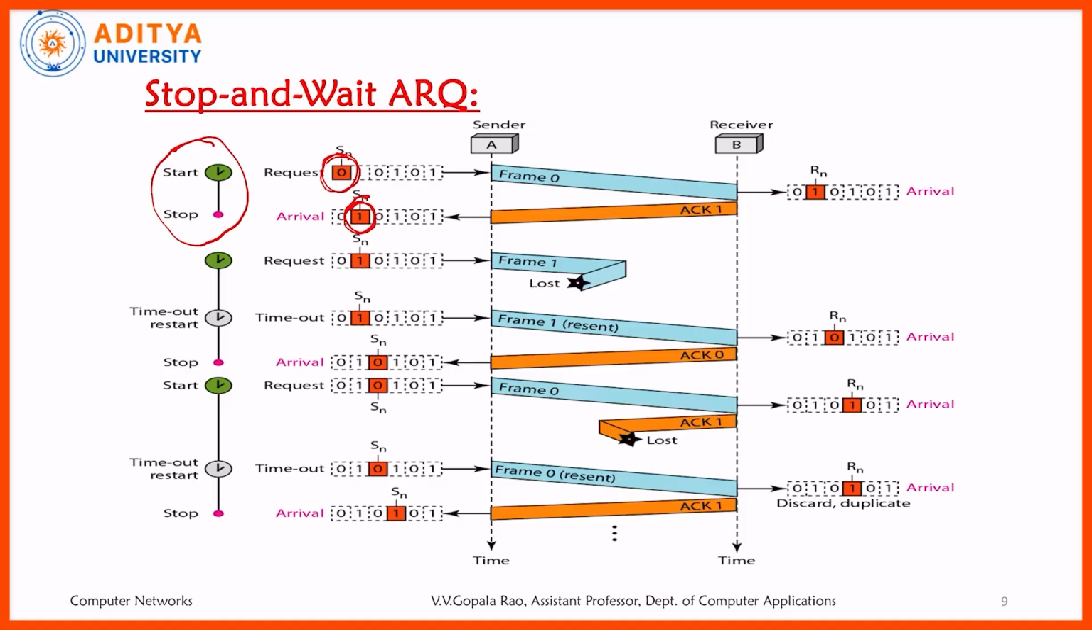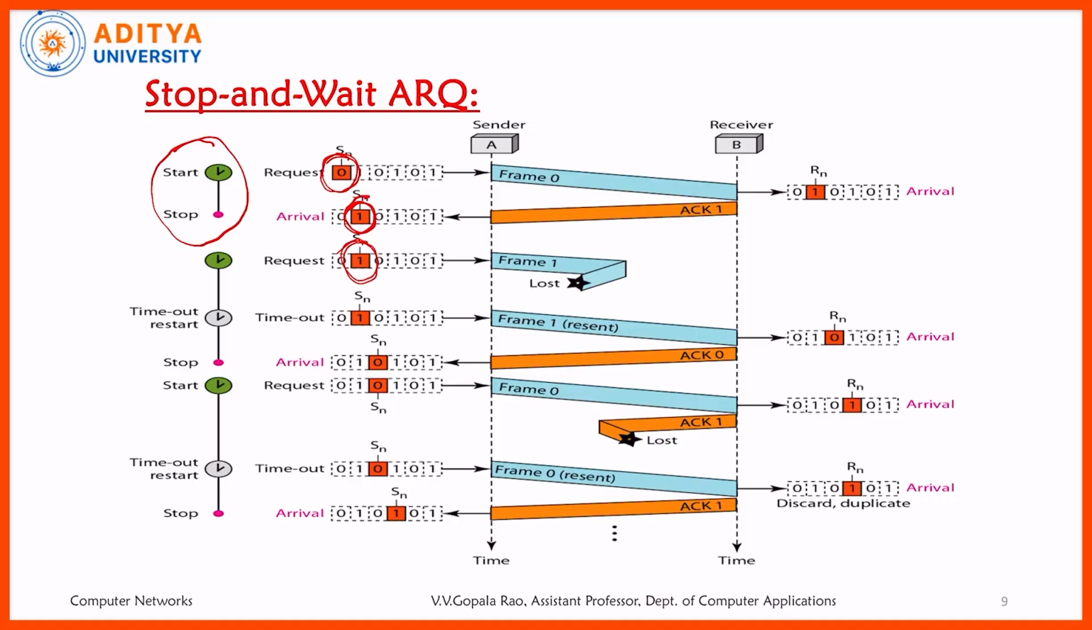Suppose the sender is sending frame number 1 in the next transaction, as shown here. Frame number 1 is put in the channel, and because it is a noisy channel, for some reason frame 1 is lost. The receiver will not get any information because it is lost in transit. So the receiver will not get any symbol, and the sender is now waiting. Waiting till what time?